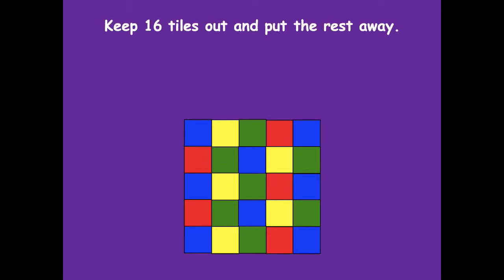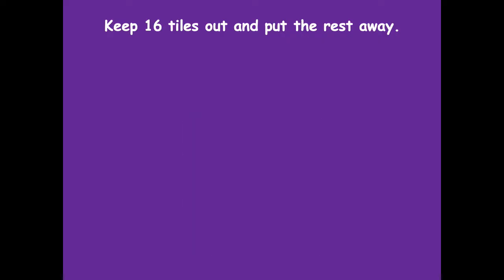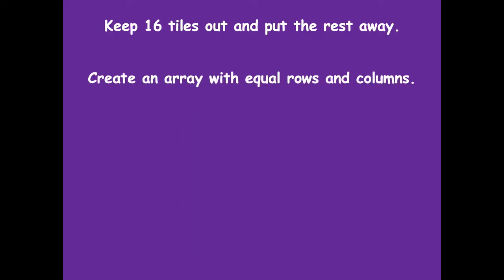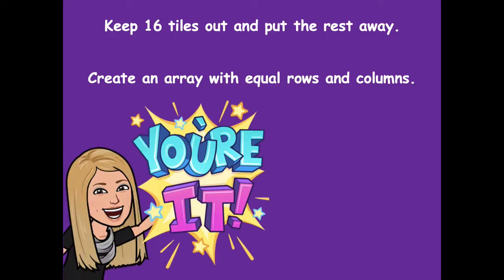All right, so now you're going to keep 16 tiles out and put the rest away. Create an array with equal rows and columns. So pause the video, take your 16 tiles, and create an array with equal rows and columns. And then click play when you're ready for the next step. All right, friends, pause if you need more time.